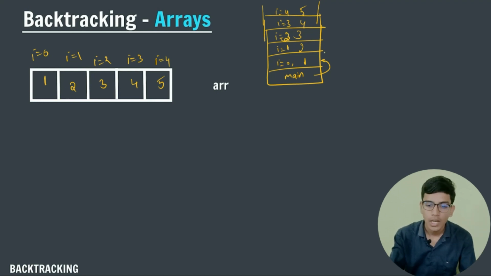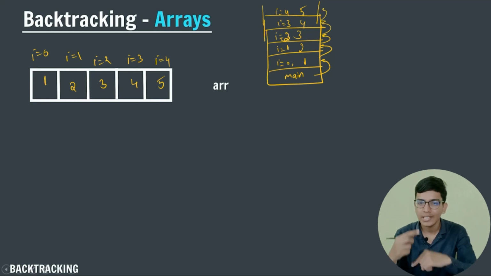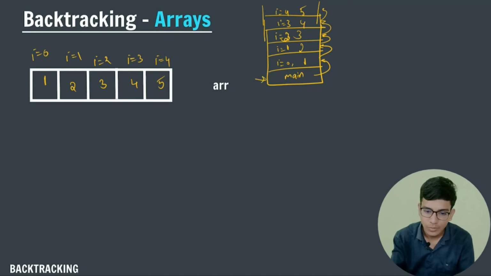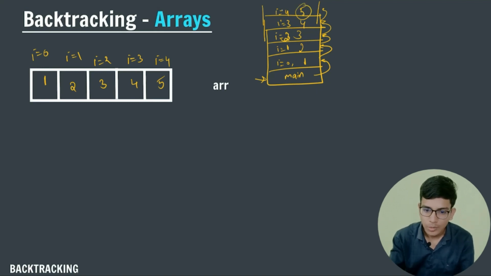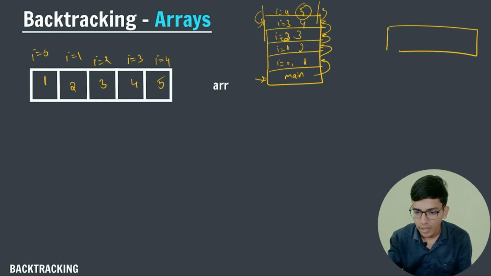After that, as I backtrack, this is my function calling, right? When I return from the function calling to my original source, that is main, I need to reduce my array values by 2. The element which is present is 5. Now this is my array. How many elements? 1 2 3 4 5.